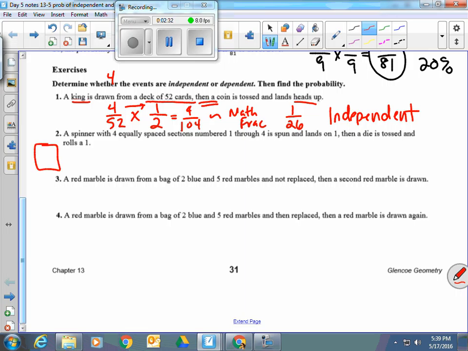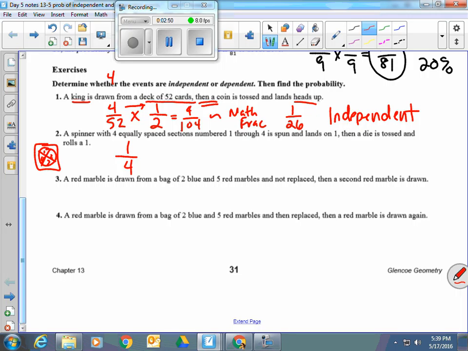Okay, number 2. It says a spinner with 4 equal sections. So I have one of those spinners like on Twister, and there are 4 equal sections, numbered 1 through 4. And it's spun and it lands on a 1. What's the probability that it lands on a 1? Well, there's only one 1, and there are 4 equal sections.